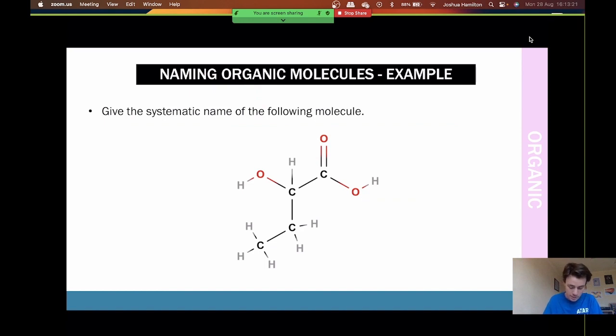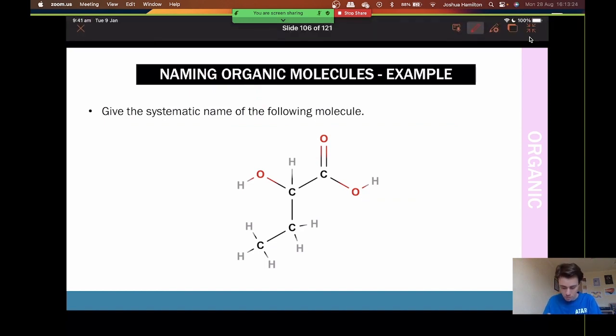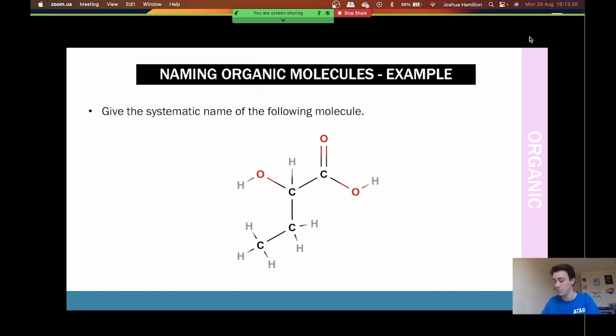So really good example here. We had this one up just before and I didn't go through it. Please have a go at this. If you have the time, please do pause and have a go. Otherwise, 3, 2, 1. Hopefully you pause and you're back. Let's go through this. If we're going to name this, let's find how long our chain is. 1, 2, 3, 4. So we're working with but. They're all single bonds, so it's going to be butane.